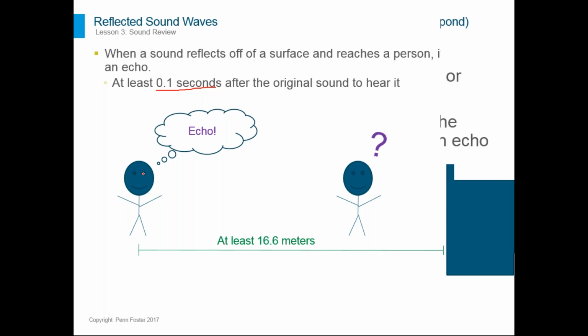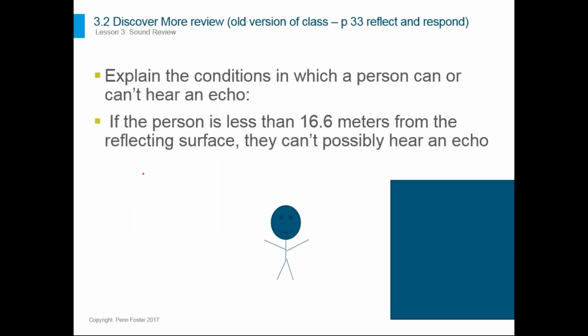So that's one of the questions in your review, which is just explain the conditions in which a person can or can't hear an echo. And it's really just two things. You need a surface for the sound to reflect off of after it's passed you the first time, and you need to be at least 16.6 meters away. Because if you're closer than that, it happens so fast you can't possibly hear that the echo is happening. You just think it's one really long sound.